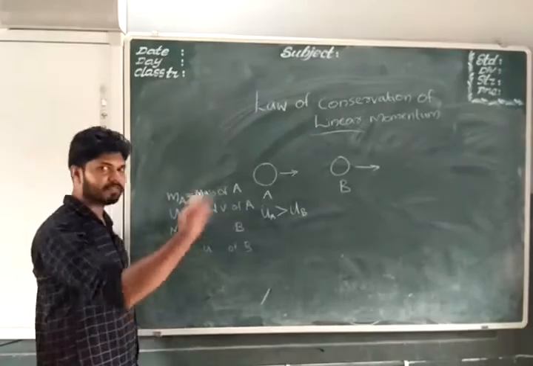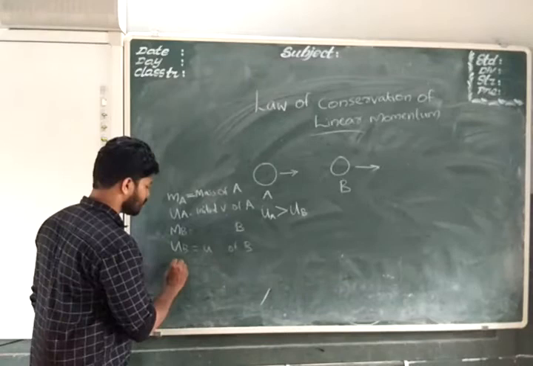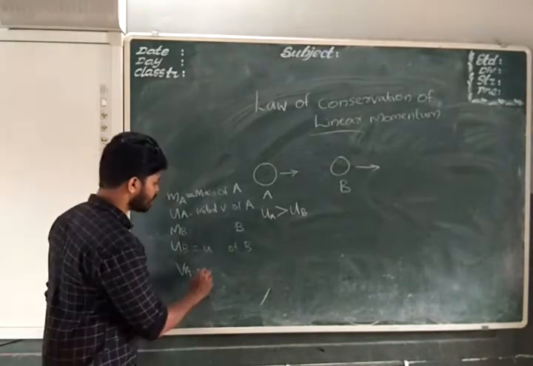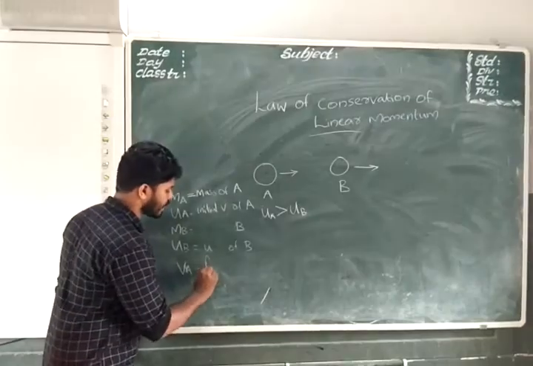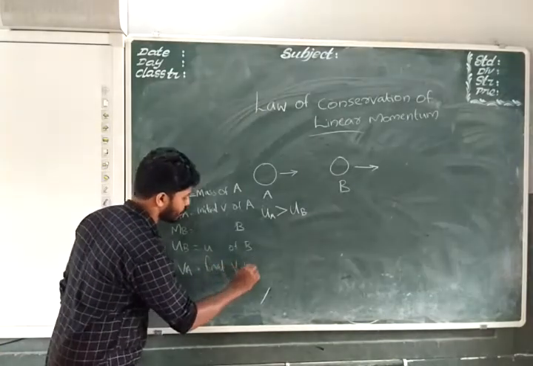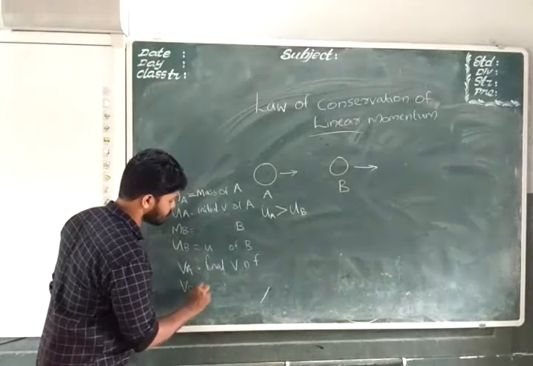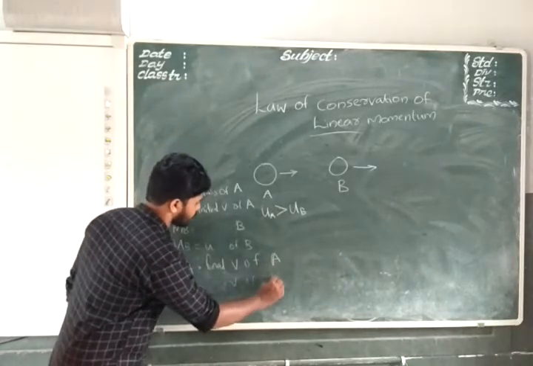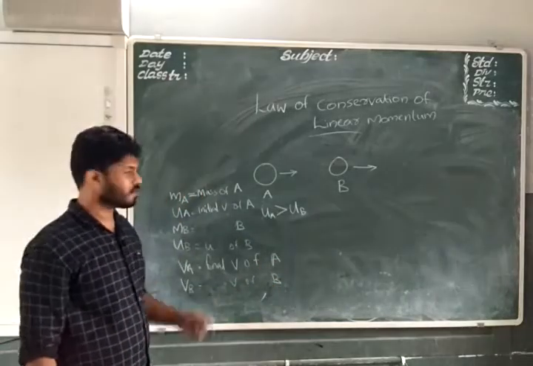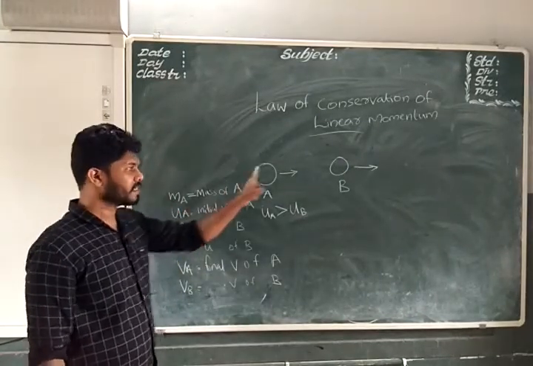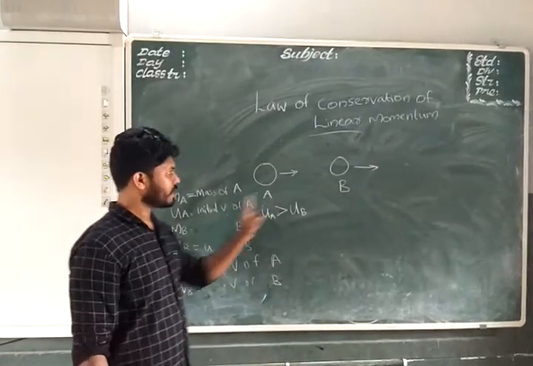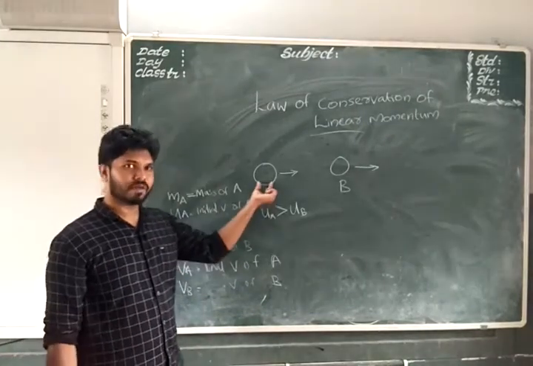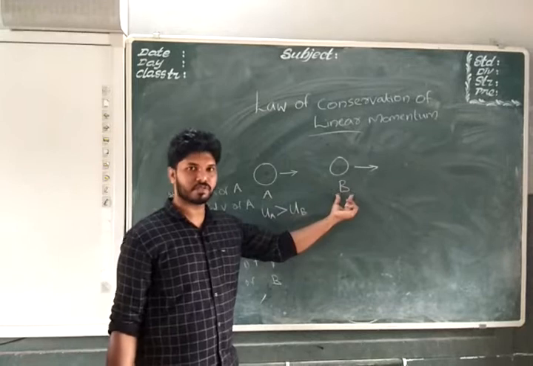Now after collision, their velocities may change, so they travel with different velocities. Now the final velocity becomes VA, that is the final velocity of ball A, and VB is equal to the final velocity of B. So let me tell once more, let MA be the mass of ball A, MB the mass of ball B, we are using these to represent the mass, and UA is the initial velocity of ball A, UB is the initial velocity of ball B.